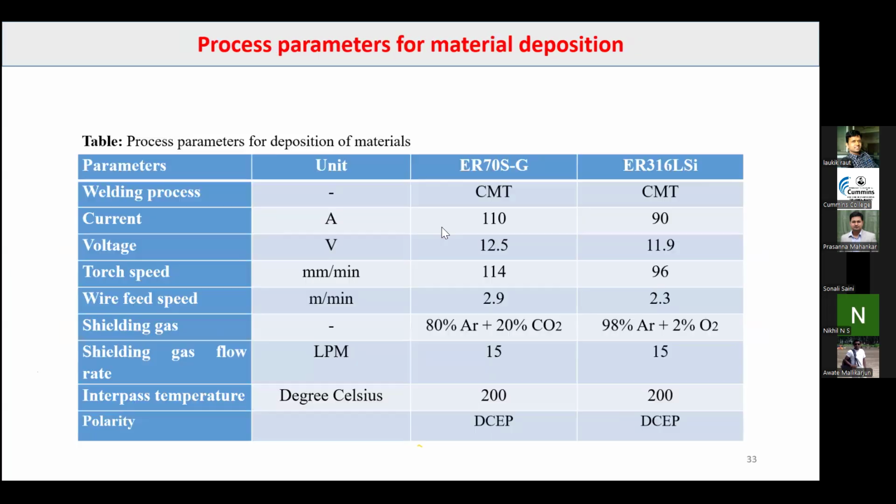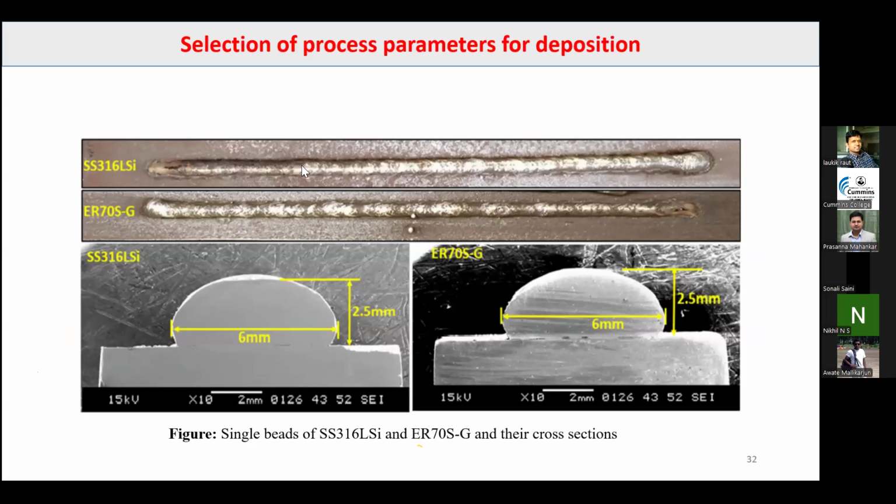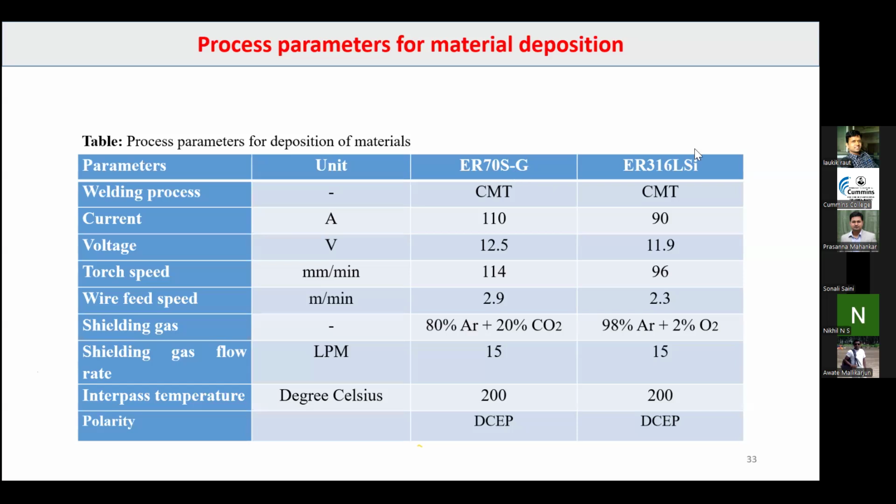And for getting those process parameters, I had to deposit multiple beads. I had to perform a number of experiments for getting the width as 6 mm. So these are the process parameters. Both materials I have deposited with the CMT machine. This is the current for low carbon steel. This is for austenitic stainless steel. This is the voltage. This is the torch speed in mm per minute. This is the wire feed speed in meters per minute. These are the shielding gases which I have used. The shielding gas flow rate was 15 liters per minute.